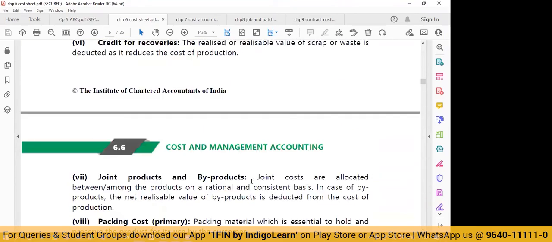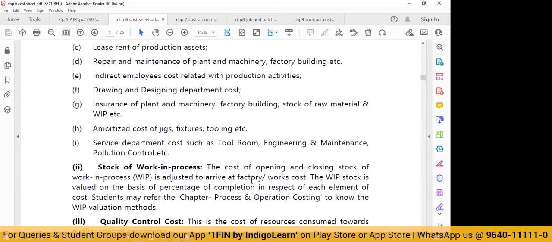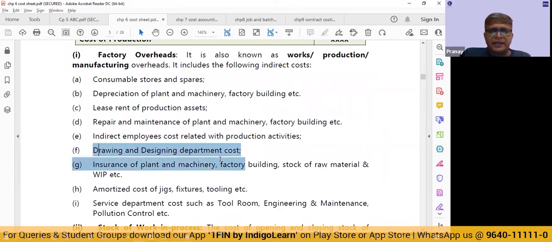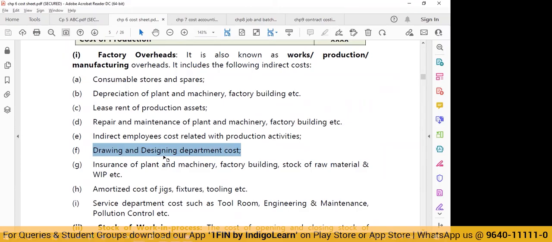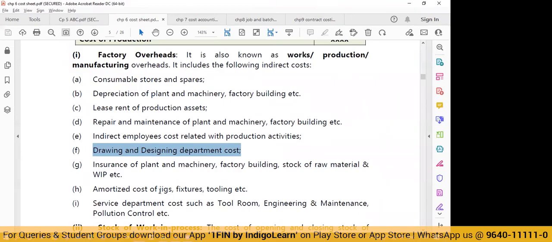Like, drawing and designing department cost also comes under factory overhead and all of that. Correct. Now, drawing and designing. When do you draw and design? Do you do it for each unit? No, of course, not for each unit, for each type of product.